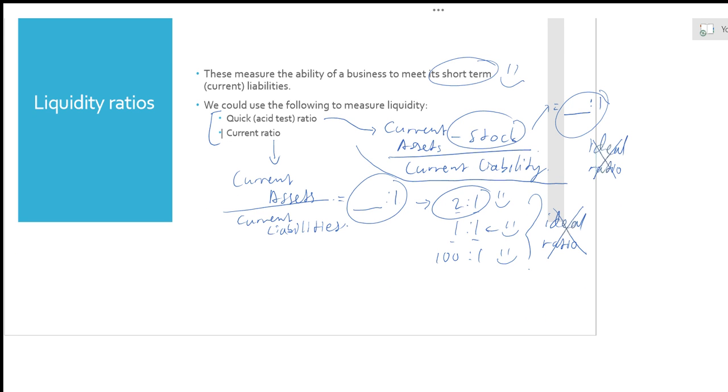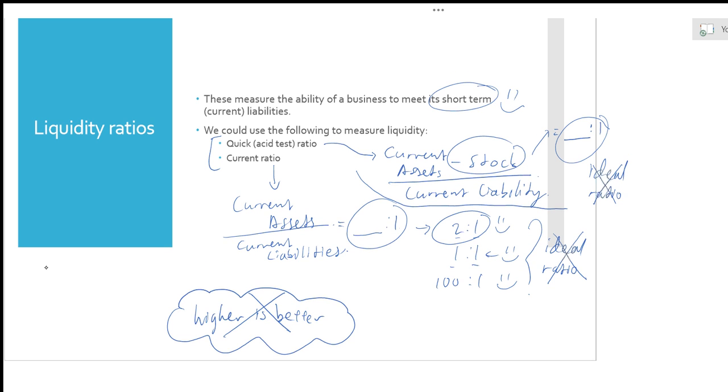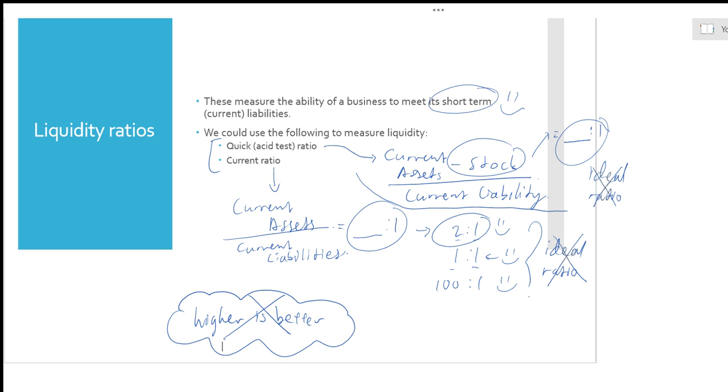A very common mistake that a lot of students have made is that they've written that a higher current ratio is better. Now, I'd like to emphasize that this is a wrong understanding, right? A very big implication here is that a very high current ratio or quick ratio is a potential problem. Like, let's say 100-to-1. What does it mean? It means that the business has too many liquid assets stuck in current assets.